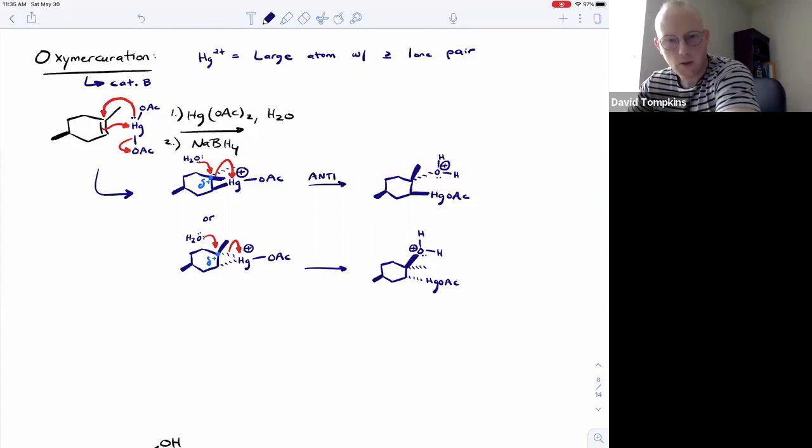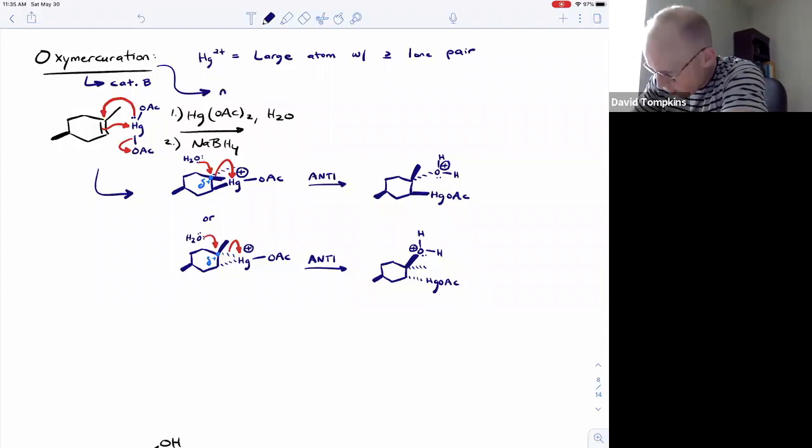Okay, so we have another intermediate here, but we can already see where the regioselectivity comes from. So the oxygen is bound to this more substituted carbon. So oxymercuration is a method of adding an oxygen atom, either an oxygen that will become an alcohol or an ether, because the bridge intermediate has more electrophilic character at that more substituted carbon. So the oxygen ends up being bound at the more substituted carbon.